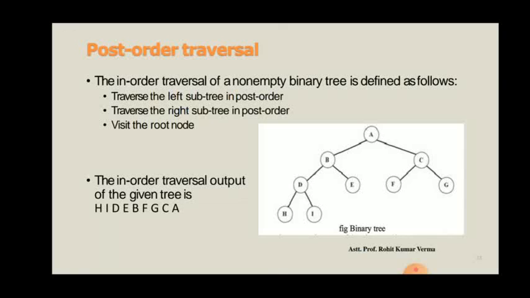After this we again move with the same step. Then we have our left subtree, then our right subtree and root. So after D we write E, and after E we write B. Similarly we follow the steps.